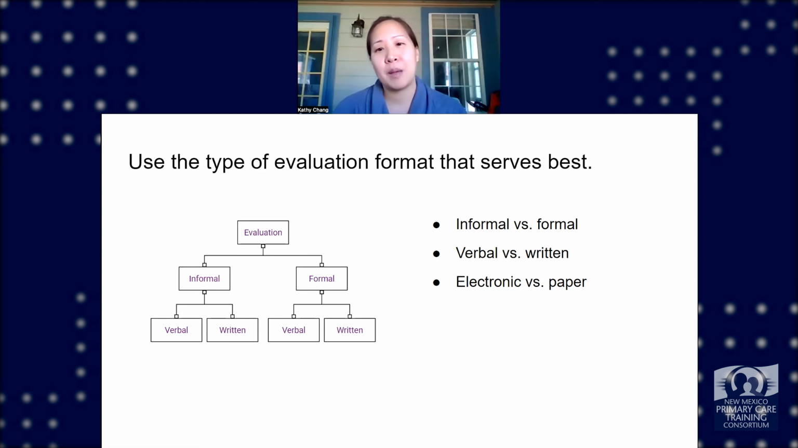And paper can be better for, for example, these 360 evaluations where we want patient or staff perspectives, and they don't all have a login to this electronic platform, or it's easier if they just fill in something as they're sitting there for 10 minutes waiting, and paper is the best way to make sure that happens. So, different ways of doing it.